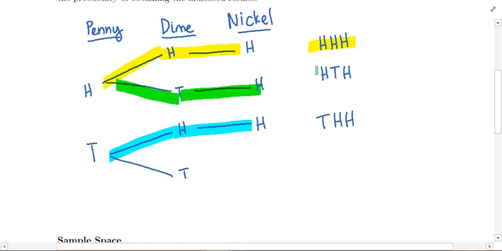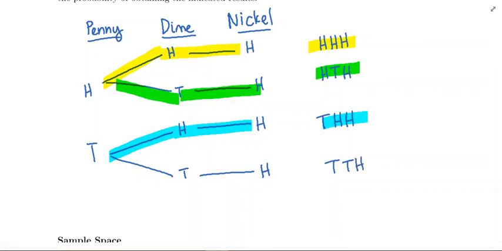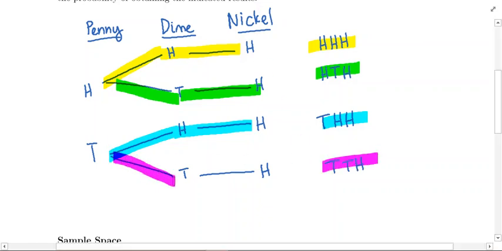Okay, so that's that possibility. One more outcome here. So lastly, if the penny landed on tails, the dime also on tails, but the nickel always lands on heads. So if you follow that last path, this is going to be penny on tails, dime on tails, nickel on heads. So that's going to be this particular path.